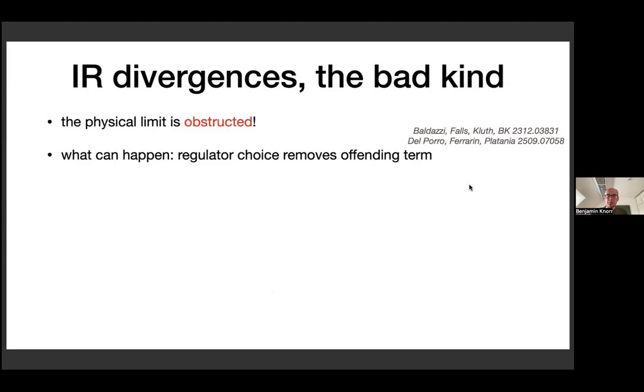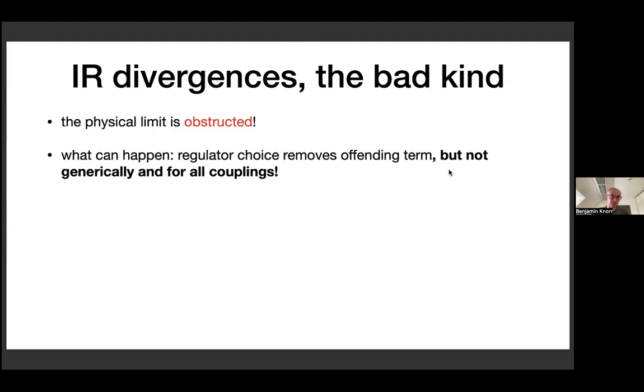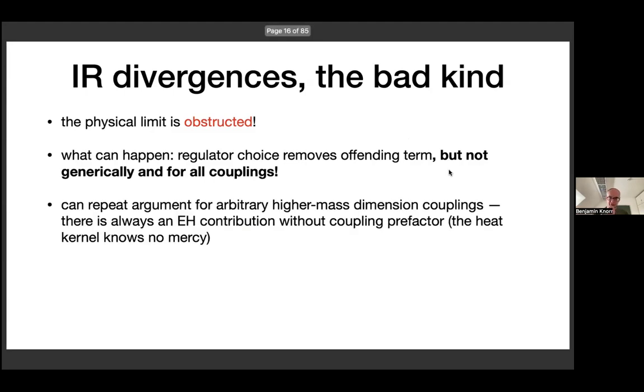So this happened, for example, for the Gaussian decoupling. You can find a regulator where the C does not appear. It's just 0 for this regulator choice. But this is not generic. So you can convince yourself that if you go higher in the heat kernel, look at other couplings, this will not happen anymore eventually. So this is really a generic problem that you're facing.